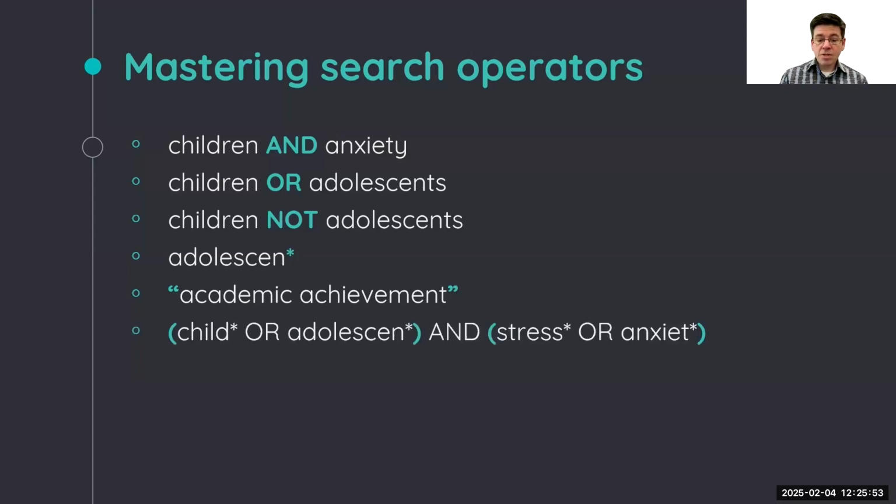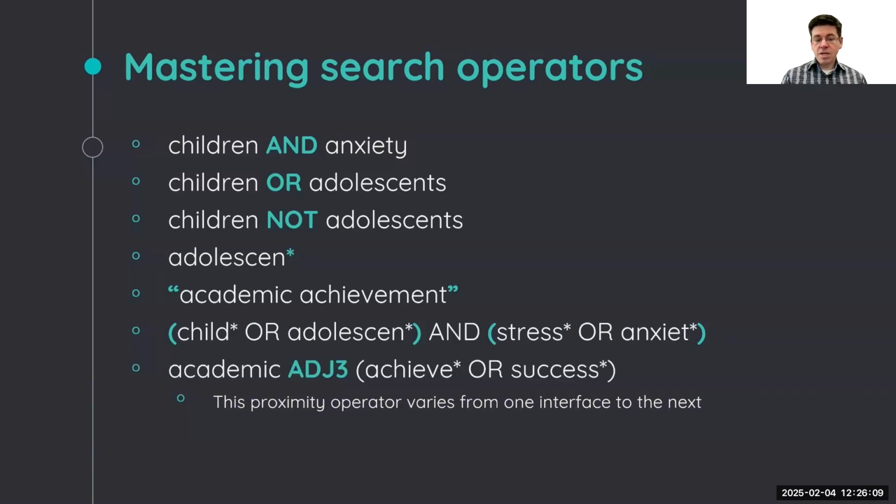The parentheses will allow you to group your synonyms together and then allow you to combine them with the and. So here's an example where we have child or adolescent and stress or anxiety. So both sets are done independently and then results are combined together. This one's kind of a nice one to use.